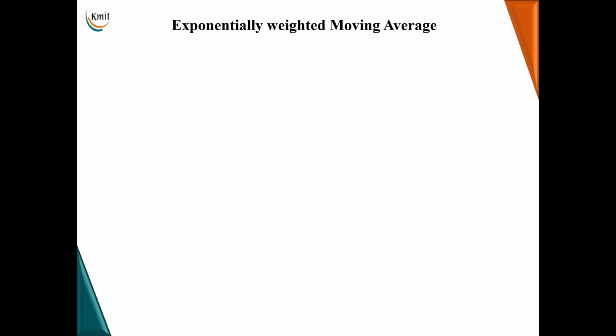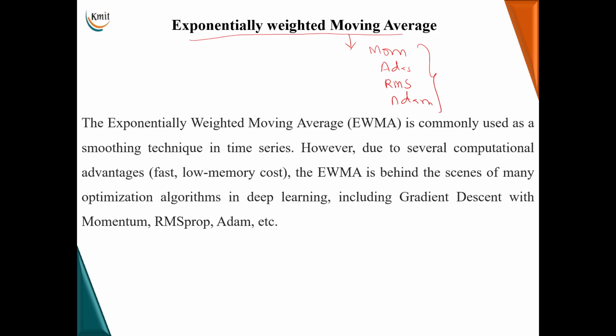That we will discuss. But before talking about the momentum in stochastic gradient descent, let us talk about the exponentially weighted moving average, which is considered as the base for all the 4 algorithms that we will be discussing. The first is momentum, second is AdaGrad, third is RMS prop, and the fourth is ADAM. The base for all these 4 algorithms or optimizers is exponentially weighted moving average. Now, what is exponentially weighted moving average? It is commonly used as a smoothing technique in time series. For example, you have complex data like this.